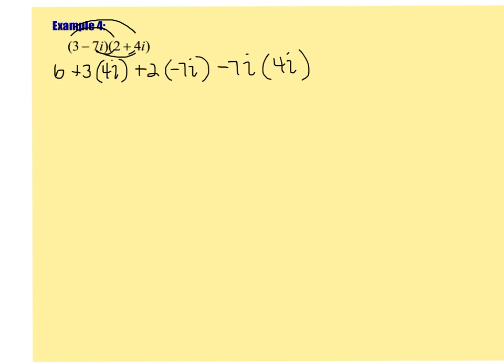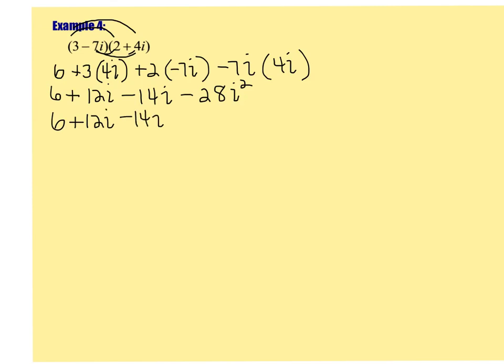So we have 6 plus 3 times 4i is 12i. 2 times negative 7i is negative 14i. And then negative 7 times 4 is negative 28. And then i times i is i squared. Don't forget, you can't leave i squared. You need to rewrite that as negative 1. So we really have negative 28 times negative 1, so we get positive 28.